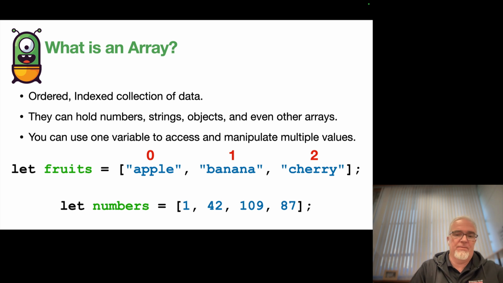It gets a little confusing maybe when we're dealing with numbers because each of those numbers has a value, 1, 42, 109, and so on, but they also have an index. So the number 1 is at index 0. 42 is at index 1. And those are ways that we can refer to each of those members.